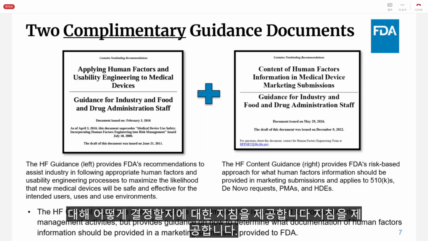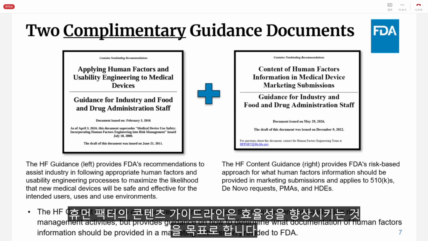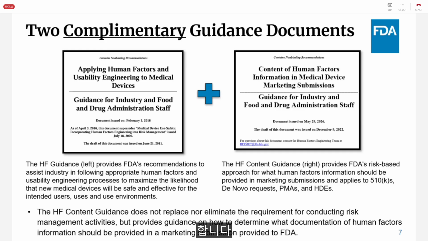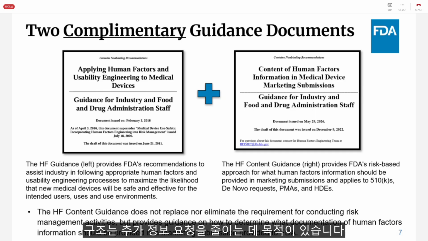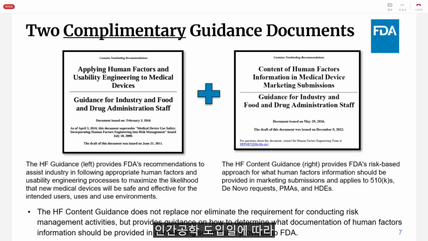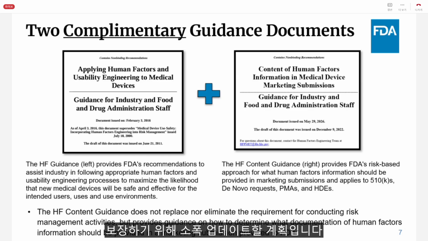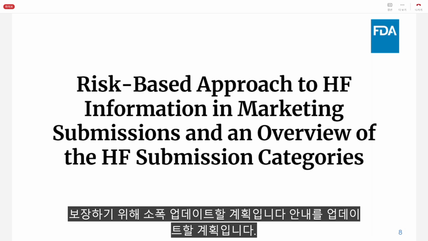The Human Factors Content Guidance aims to improve efficiency for both FDA and sponsors by establishing clear expectations through the implementation of a risk-based approach to human factors submission categories. The recommended structure for reporting human factors information is intended to reduce requests for additional information and provide consistency in determining when additional information is needed. Upon the implementation date of the Human Factors Content Guidance, we intend to update the Human Factors Guidance with minor updates to ensure consistency between these 2 Human Factors Guidance documents.